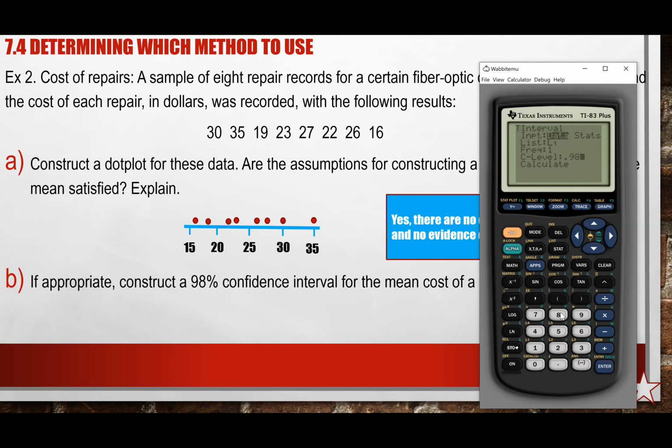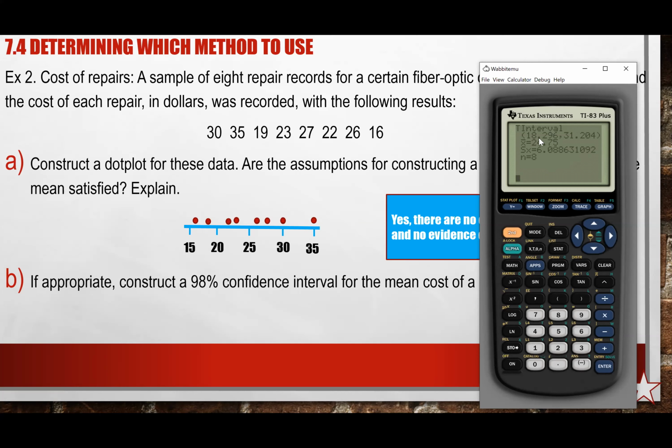I don't have a mean, I don't have a standard deviation. I have this raw data, go into my L1, I have 30, 35, 8, 19, and so on. And then your frequency, just leave it as 1, don't change anything about frequency. Your C level will be 98% because they asked us to do 98%. Once you have that, all you need to do is plug it in, and this is what they should give you, which is your confidence interval.